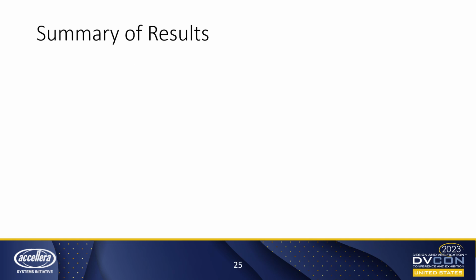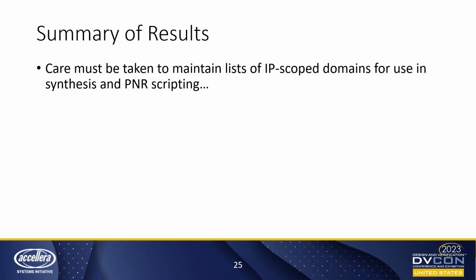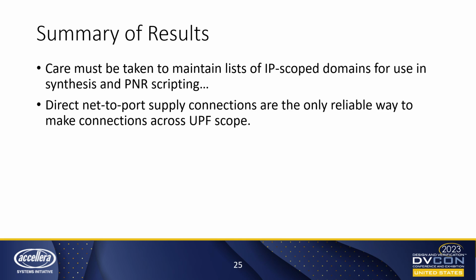So now let's look at a summary of our results. Firstly, care must be taken to maintain lists of IP scope domains for use in synthesis and PNR scripting. Direct net-to-port supply connections are really the only reliable way we found to make connections across UPF scope. Here, this is just simply a statement that the supply set connections just weren't useful.